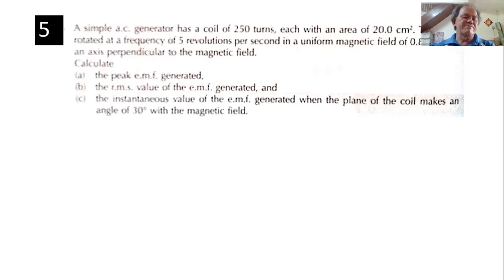Okay, let's go to number 5. A simple AC generator has a coil of 250 turns, that's your N, each with area, that's your area. Remember to change it to meter square. The coil is rotated at a frequency of 5 revolutions per second, so that is basically your omega, in a uniform magnetic field of, that's your strength, about the axis perpendicular to the magnetic field. Calculate the peak EMF generated. What's the peak EMF generated?